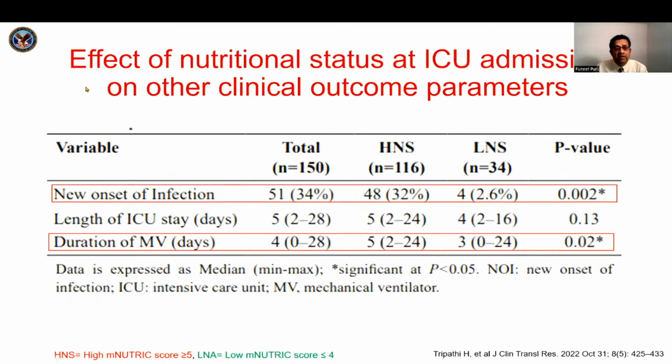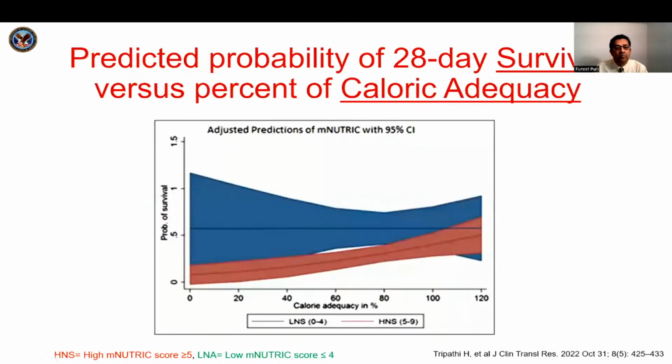Prioritizing this, the effect of nutritional status at ICU admission also impacts other outcomes, including infection onset, as well as duration of mechanical ventilation, which was nearly double in those with a high NUTRIC risk score, and a nearly 10 to 12-fold higher risk of new-onset infection in those with high NUTRIC risk. Both are very ominous signs and can lead to high mortality in this subset of patients.